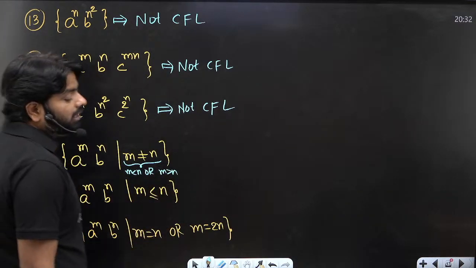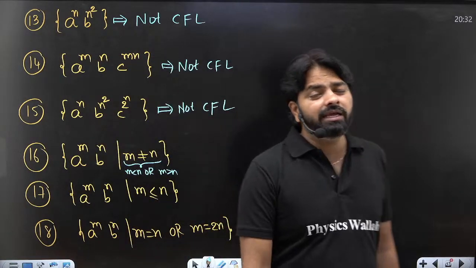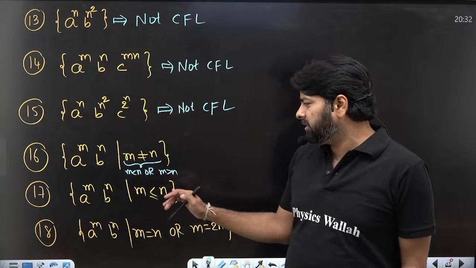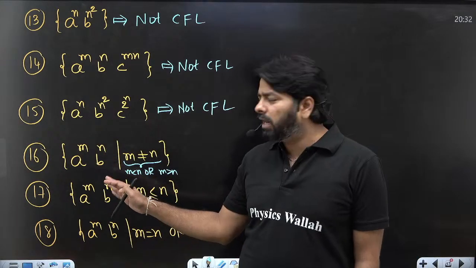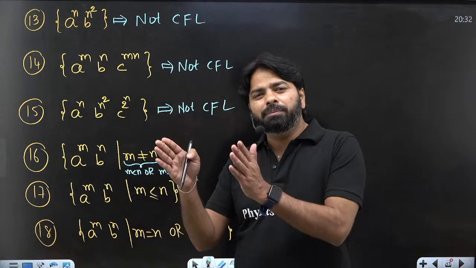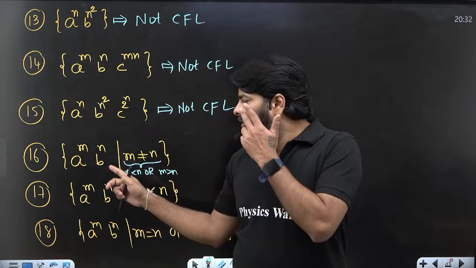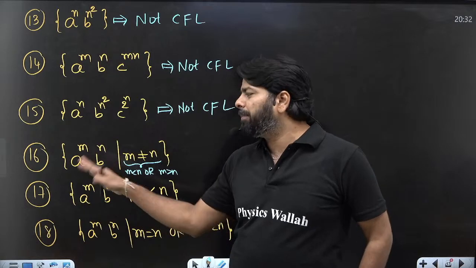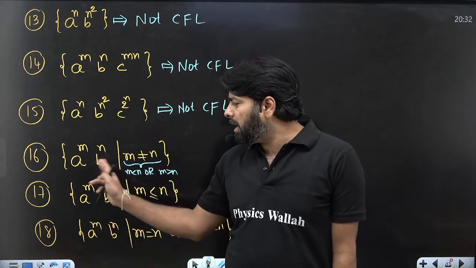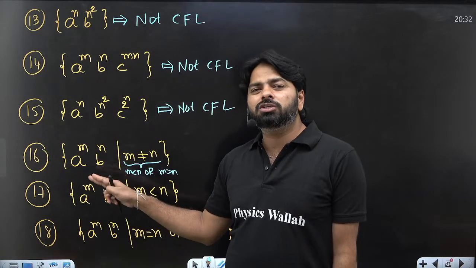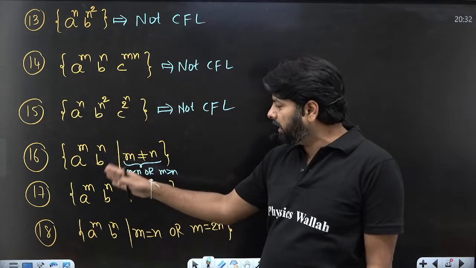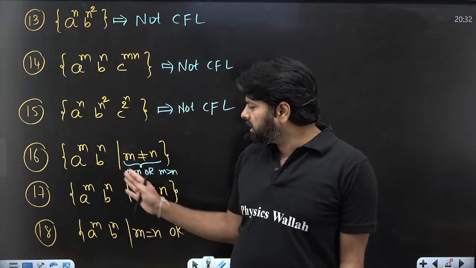So this can be done deterministically without any confusion. When m is less than n, there are more b's. When there are more b's, many b's are left in the input after popping all the a's. So when b comma z naught comes, you start ignoring or skipping all the b's till the end. So this can be done.